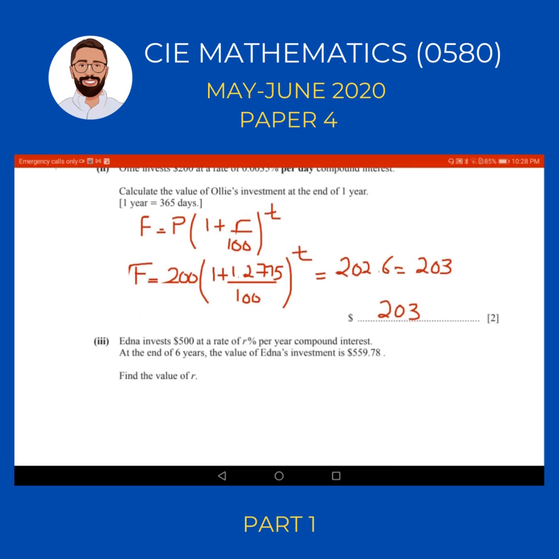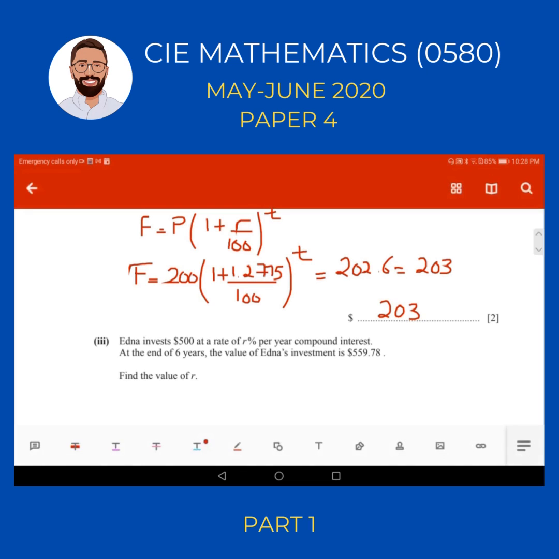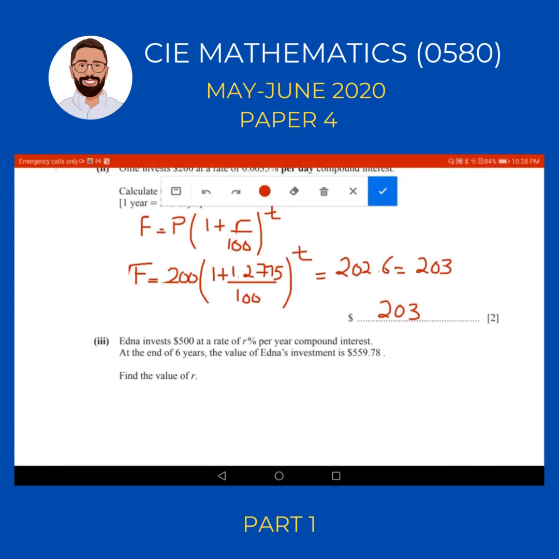Now, in part (iii), it says Edna invests $500 at a rate of R% per year compound interest. At the end of 6 years, the value of Edna's investment is $559.78. We need to find the value of R. So again, it's a compound interest question, so we need to use the compound interest formula, which is F equals P times (1 plus R over 100) raised to the power of T. Now the final value, the value of Edna's investment at the end of 6 years, is 559.78. So this is the final amount.